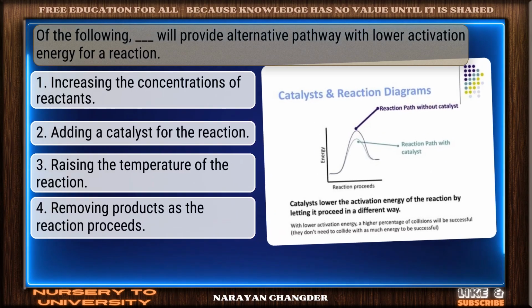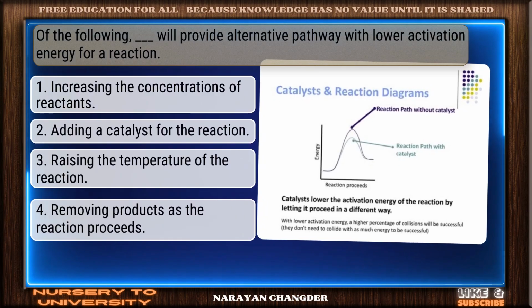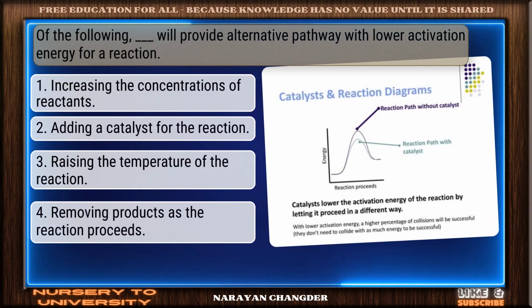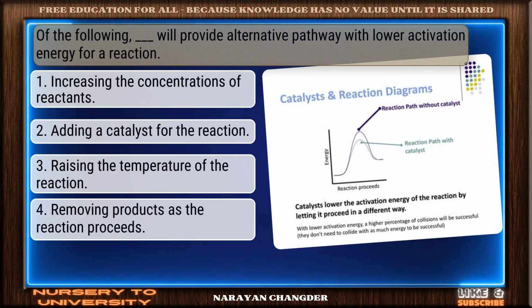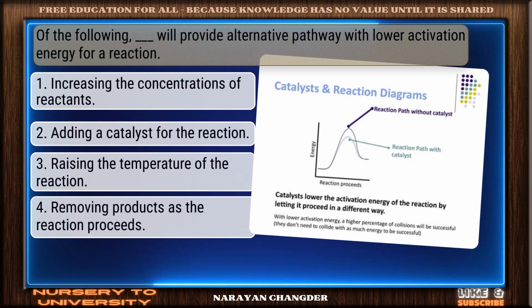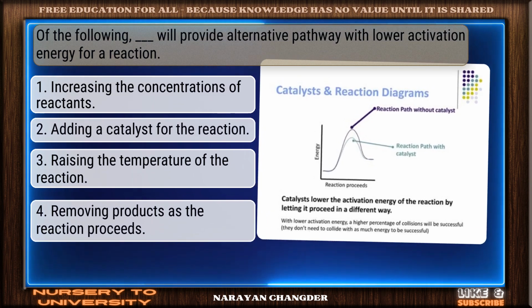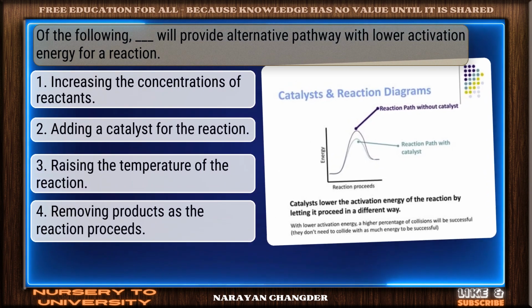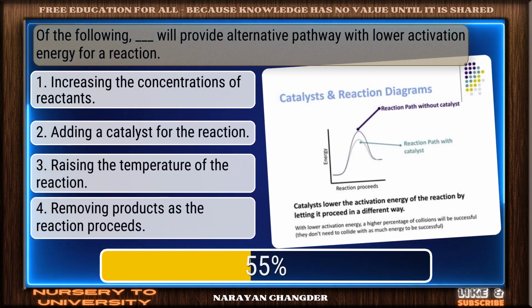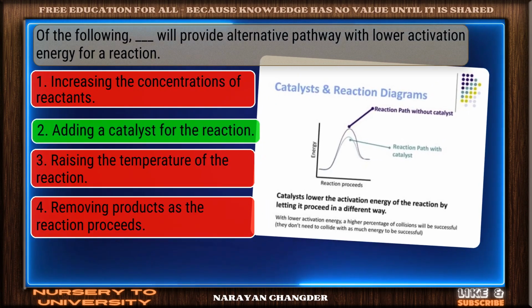Of the following, which will provide an alternative pathway with lower activation energy for a reaction? Option 1, increasing the concentrations of reactants. Option 2, adding a catalyst for the reaction. Option 3, raising the temperature of the reaction. Option 4, removing products as the reaction proceeds. Right, adding a catalyst for the reaction.